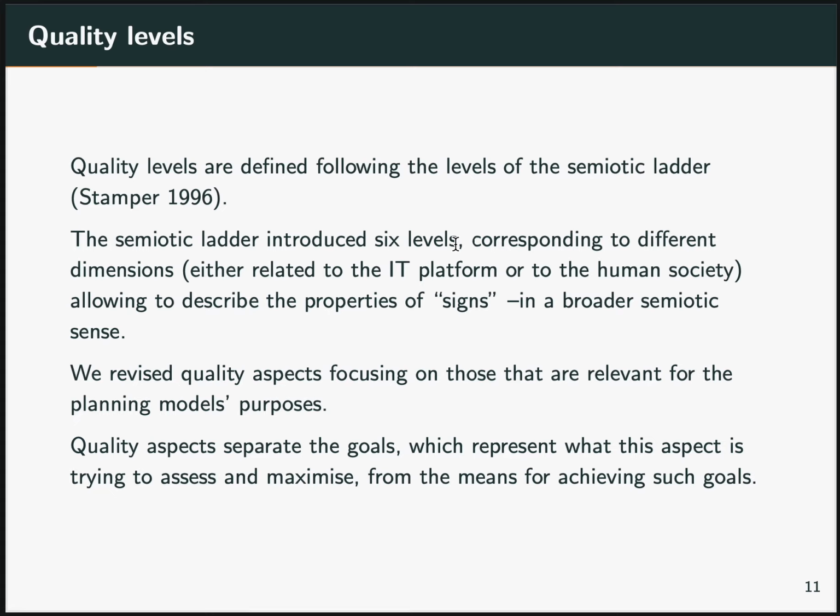And now that we have a framework where we specify the stakeholders, the components, and the processes, we can start building some notions of qualities via quality levels. So quality levels have been defined in the semiotic ladder from 1996, and what we're doing here is modifying the original quality levels in order to specialize them for the planning domain.